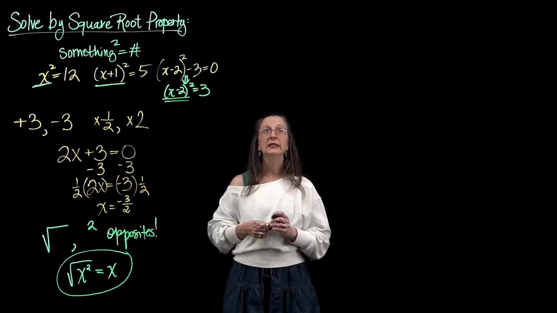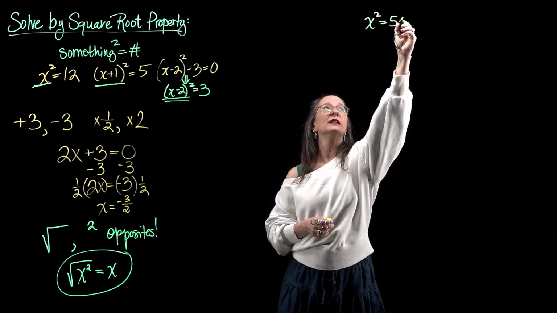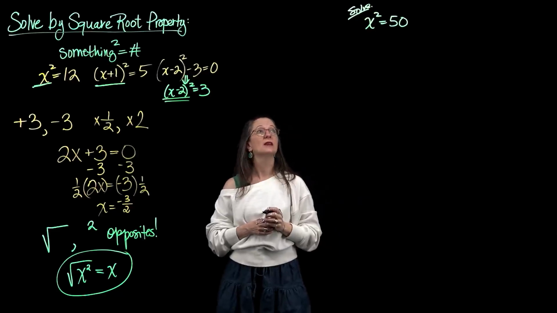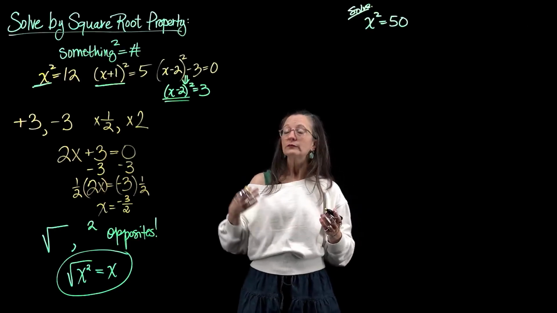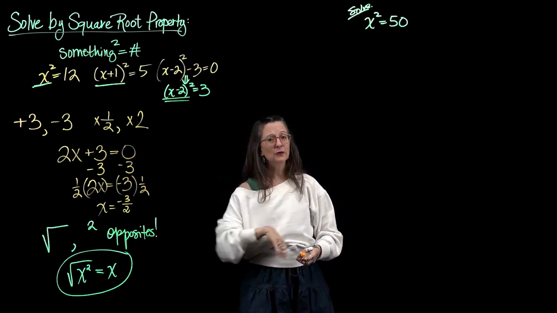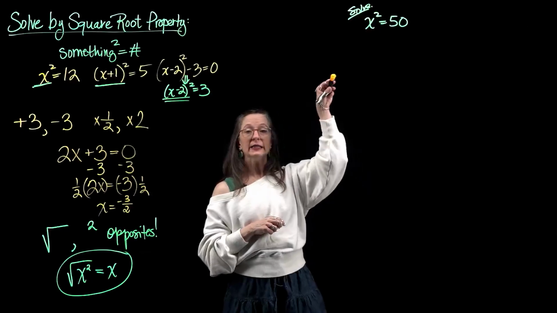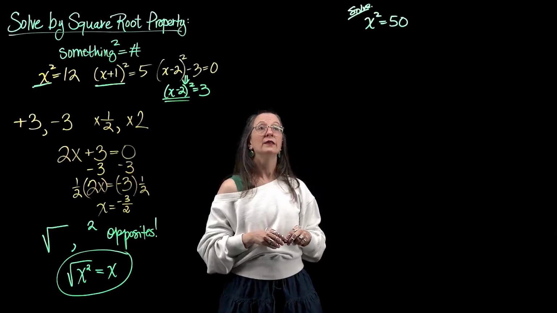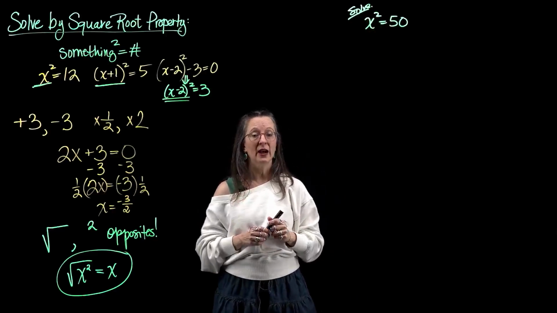Okay, let's look at an example. So if I had x squared equal 50, and we are asked to solve this, I'm first going to notice that I have something squared equal to a number. So square root property is going to be my best way to approach that. Now I've gotten halfway through my board and I haven't even told you what square root property does, so let me do that now. It says I can take the square root of both sides of this equation. On the left-hand side, it's going to undo that x squared. It's going to leave me with x.